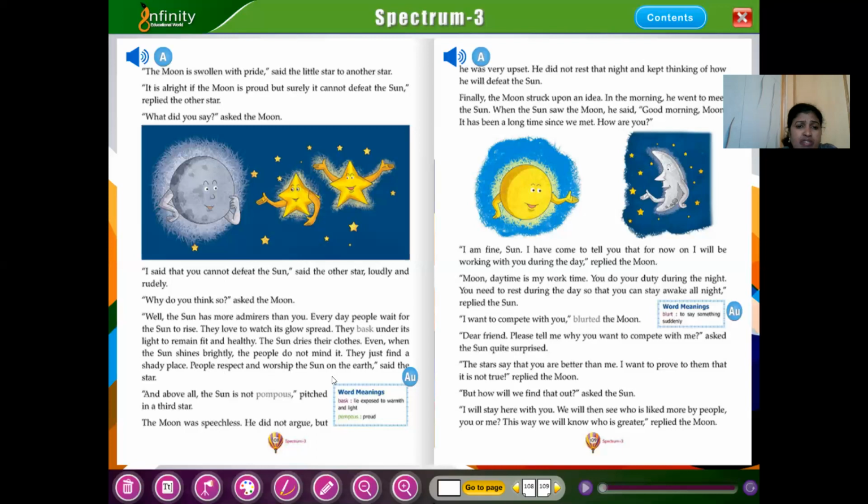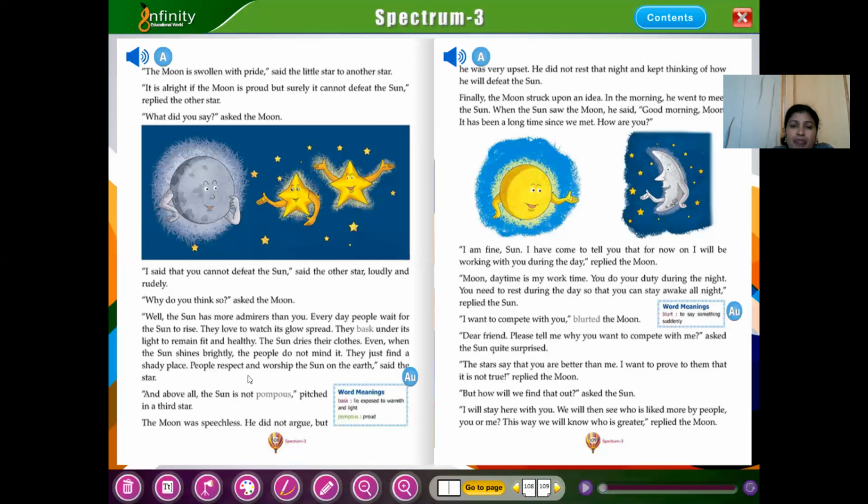People respect and worship the sun on the earth, and they give it very great respect. Okay, so when the moon asked the star how it could say that he cannot defeat the sun, the star answered that the people of the earth admire the sun more than him.